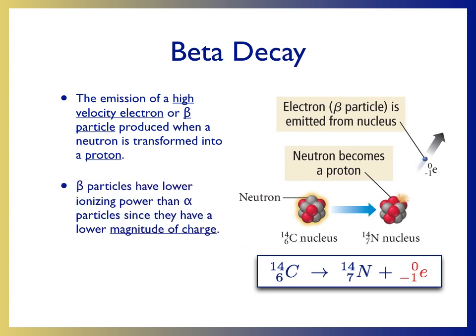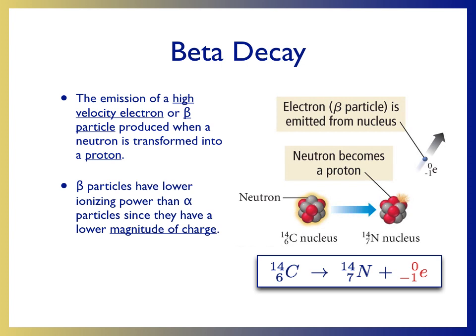Electrons have a lower charge magnitude, -1 instead of 2, than an alpha particle. They are also less massive. This affects the type of damage they can do. Beta particles can do less ionizing damage to biological tissues because of the lower charge magnitude.